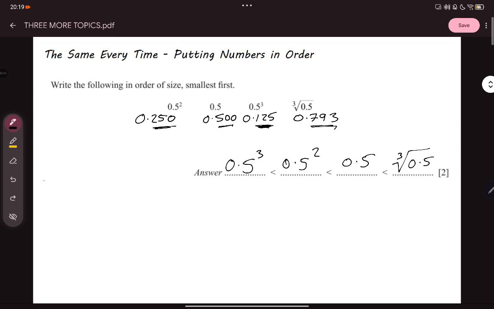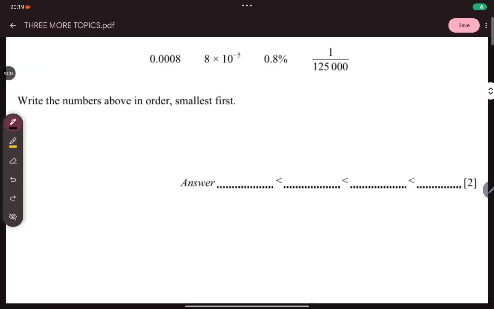One method mark for converting them to decimals. It's useful to make sure that you're writing the same number of digits after the decimal point for each one of those numbers. That's your method mark, so that's one of the marks in this question. Then the second mark is for writing them in order, smallest to biggest. And remember, I've said it a few times, you must write the original numbers, not your decimals.